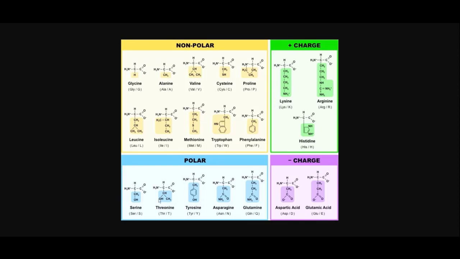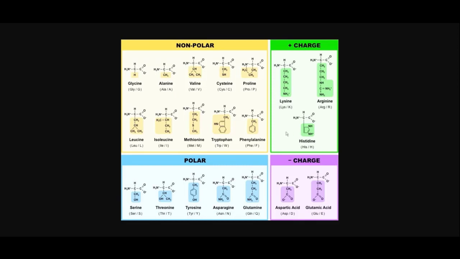The ones that have OHs on them or NHs or amide groups like a C double bond O NH are generally considered to be polar. So those are polar side chains, either hydroxide or with an amide group. These are going to be polar amino acids.